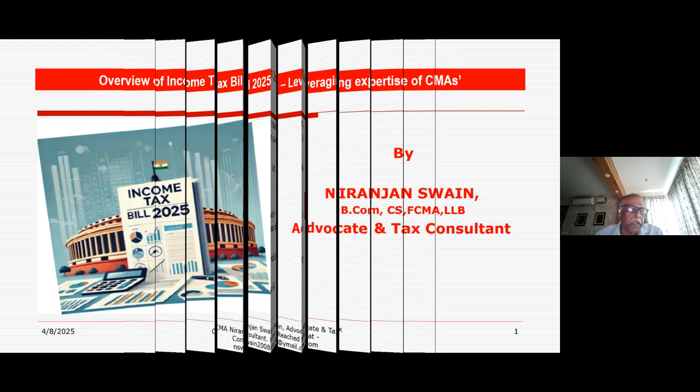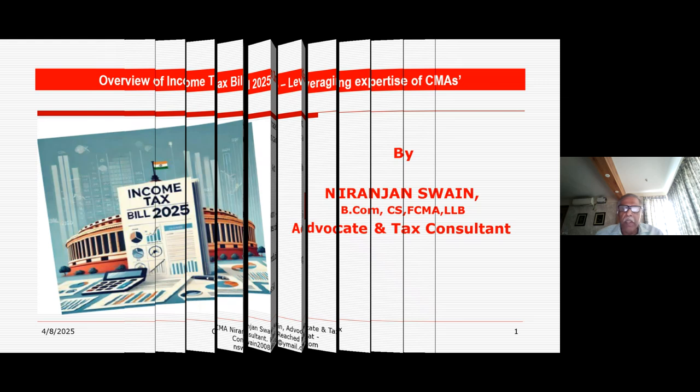The Income Tax Act 1961 was introduced during 1961, and subsequently the rules were also framed in 1962. The full-fledged Income Tax Act 1961 and 1962 rules are continuing at present, and it is proposed to transition to the new income tax bill from 1st April 2026.